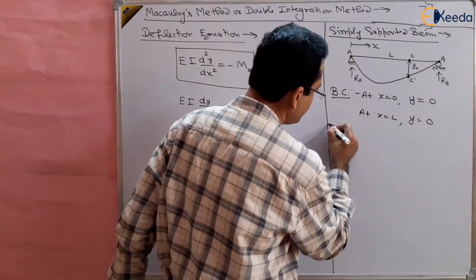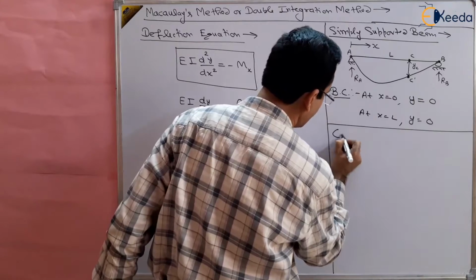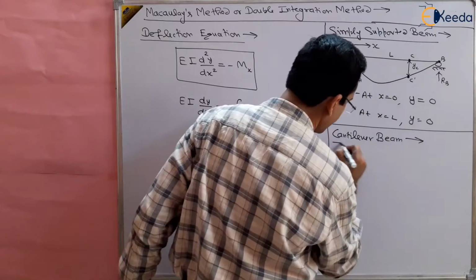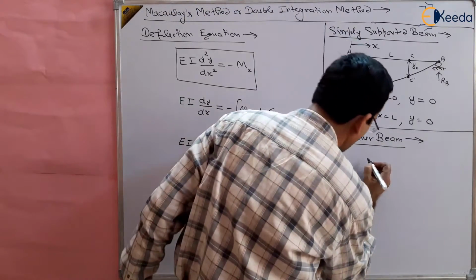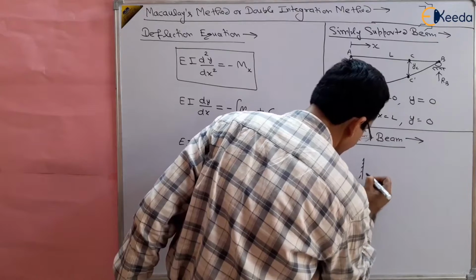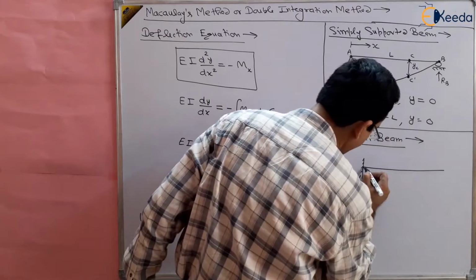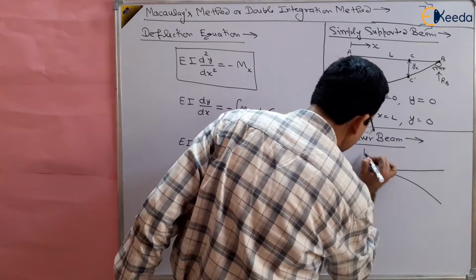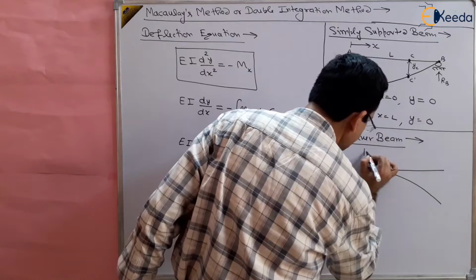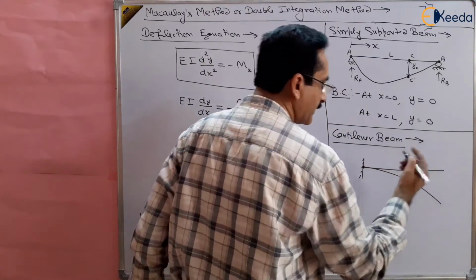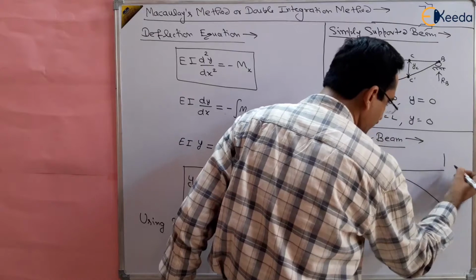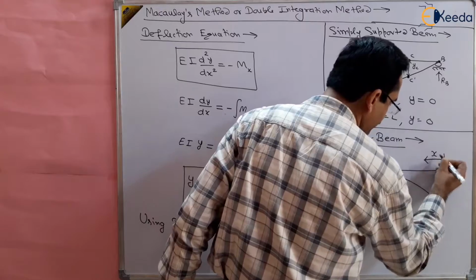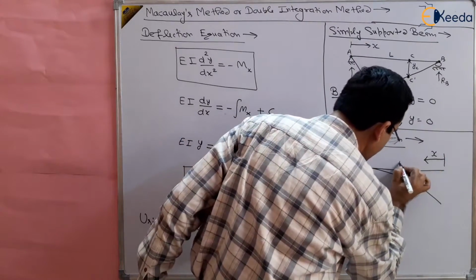And for a cantilever beam, suppose we want a cantilever beam. For a cantilever beam, what are the boundary conditions? Suppose this is a cantilever beam, and after deformation, this is the curve, right? Generally we take the X from the free end. So most of the cases we take the X from the free end. So suppose we are taking X in this direction, and L is the total length of the beam.